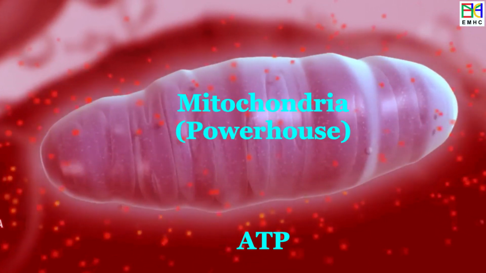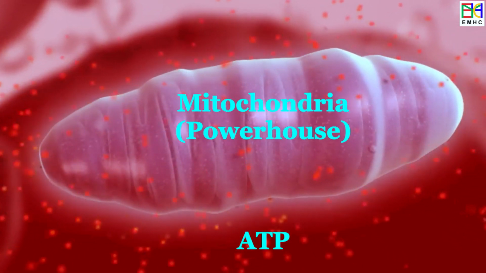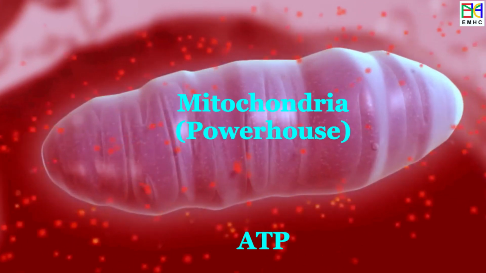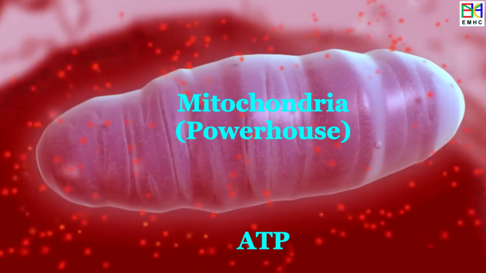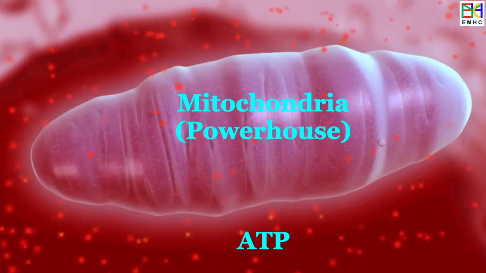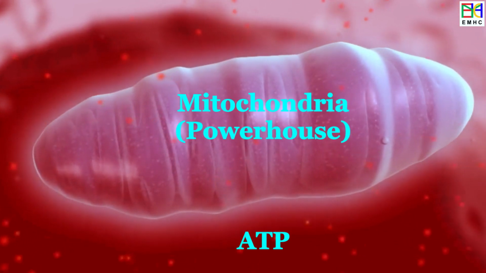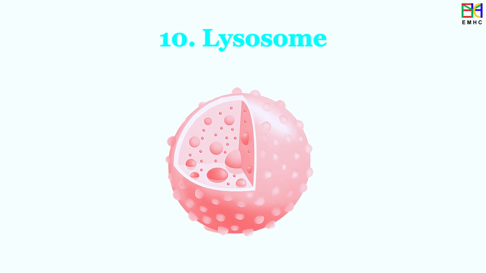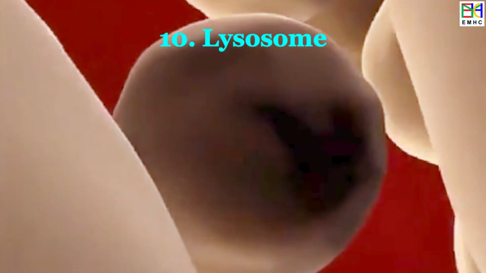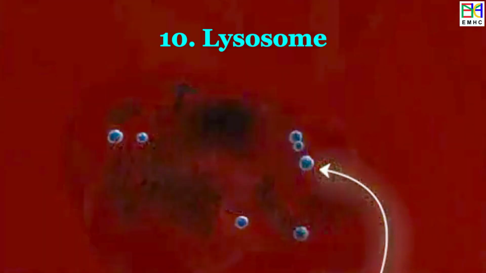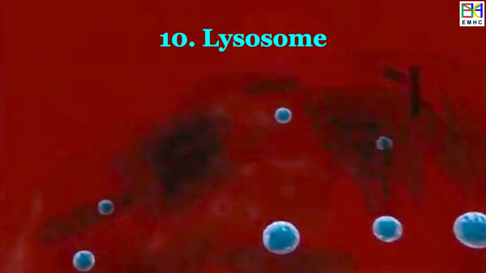Mitochondria convert nutrients such as glucose and fatty acids into ATP through a series of biochemical reactions known as cellular respiration to provide the energy required for cellular processes. Lysosomes are membrane-bound organelles produced by the Golgi apparatus. A typical human cell may contain dozens to hundreds of lysosomes.